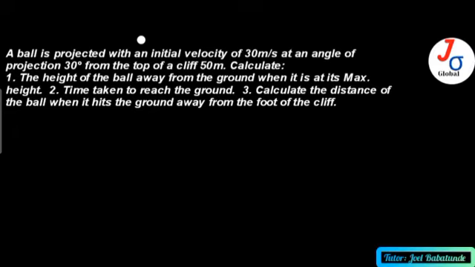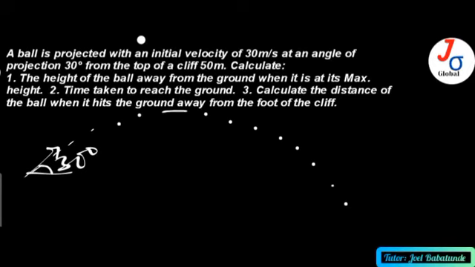Now, a ball is projected with an initial velocity of this at an angle. So that takes us to the angle of projection, that's case 1. So the angle of projection goes like this, okay? So what's the angle? 30 degrees. So the ball is going to go in this direction. Okay, good. Then from the top, so this is projected from the top. Okay, from the top, and the height of the cliff is actually 50 meters.